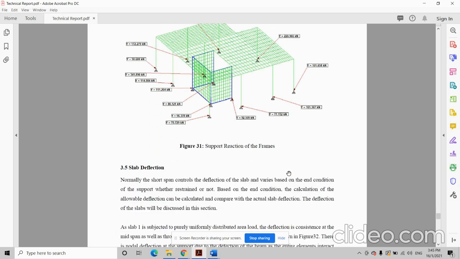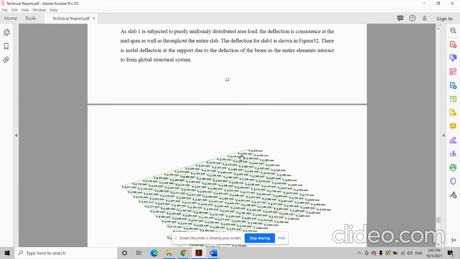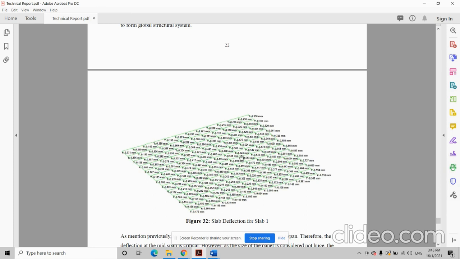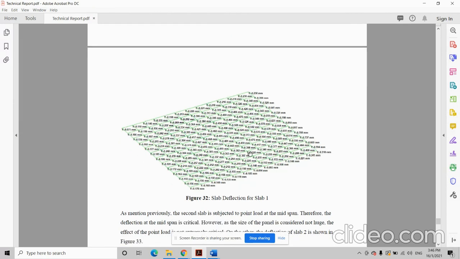Next is slab deflection. Normally the short span controls the deflection of the slab and varies based on the end condition of the support, whether restrained or not. Based on the end condition, the allowable deflection can be calculated and compared with the actual slab deflection. The deflection of the slabs will be discussed in this section.